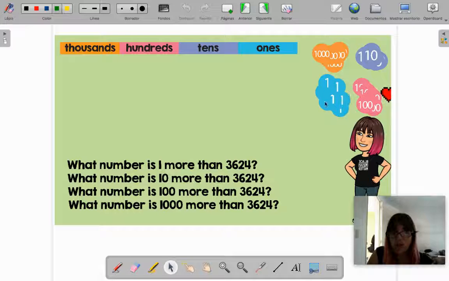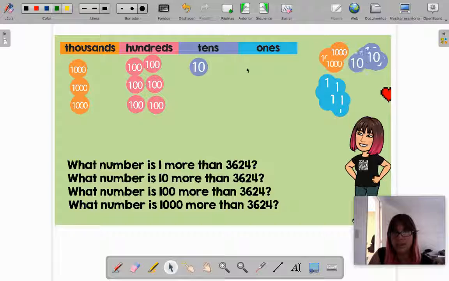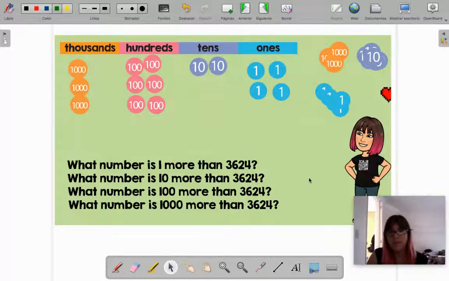So let's build it. 3,000. So I bring 1, 2, 3,000. Okay. Then it's 600. Let's bring 6 of 100. 100, 200, 300, 400, 500, 600. Then it's 24. So let's bring 20. That means 2 of 10. 10, 20. That's 2. And 4. 1, 2, 3, 4. So to answer this sentence, what number is one more?